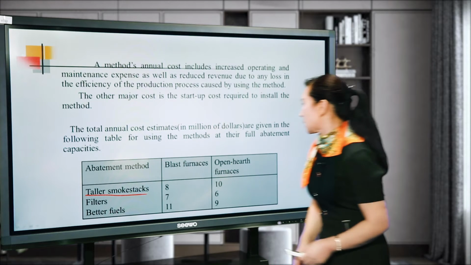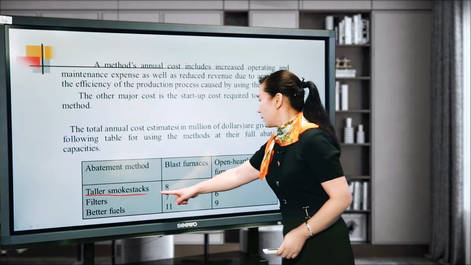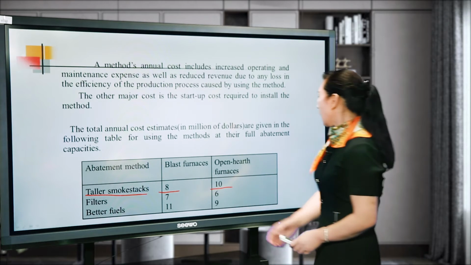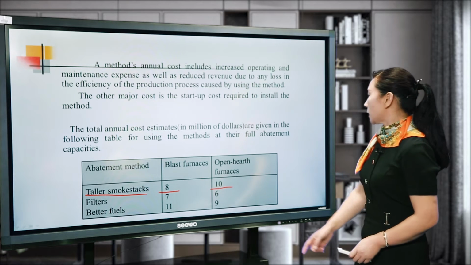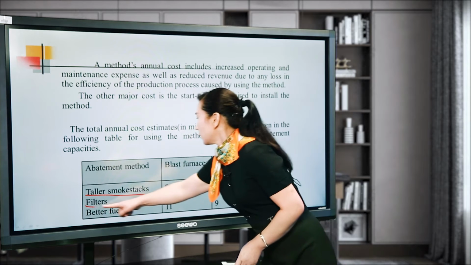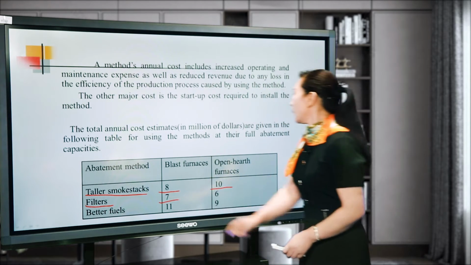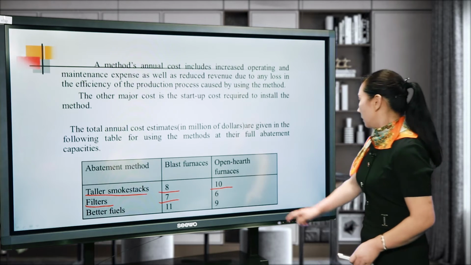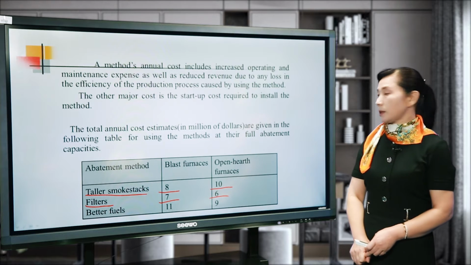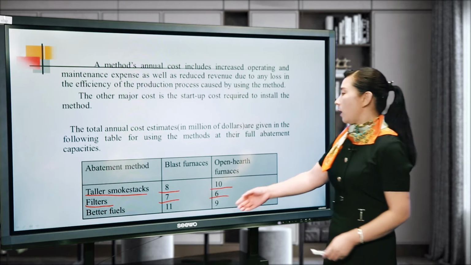That is, in this table, installing taller smokestacks in the blast furnace may cost $8 million. If installed in the open hearth furnace, maybe $10 million. Filters used in the blast furnace may cost $7 million each year. Filters used in the open hearth furnace may cost $6 million, and so on.